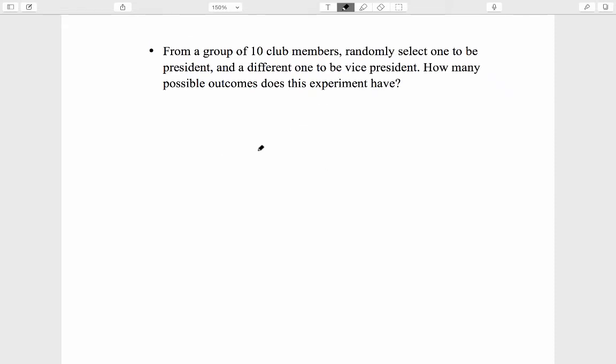Here's another example. From a group of 10 club members, randomly select one to be president and a different one to be vice president. How many possible outcomes does this experiment have? This too is essentially a job for stage 1 and stage 2. You're first selecting a president, and then you're selecting a vice president from among the remaining club members. There are 10 people who could be president, but once you've picked the president in stage 1, there are 9 people left who are eligible to be vice president.